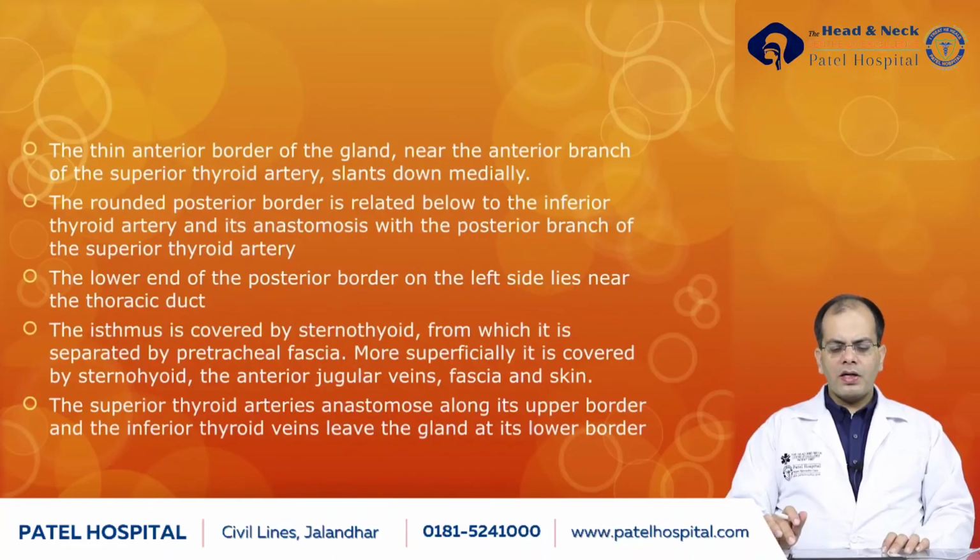The posterior border is related below to the inferior thyroid artery, as we talked about. The lower part of the posterior border on the left side ends in the thoracic duct. The thoracic duct starts at the level of T12 where the cisterna chyli is, and crosses over from the right side to the left at the level of T5. How is it relevant to the thyroid? Because it's going to loop in the left side of the neck and join the junction of the internal jugular and the subclavian vein.